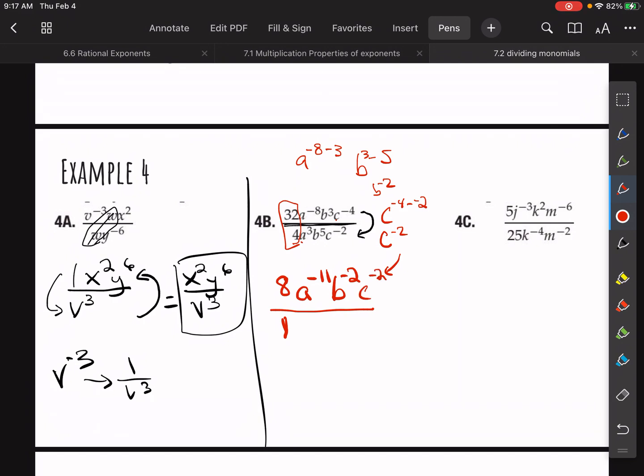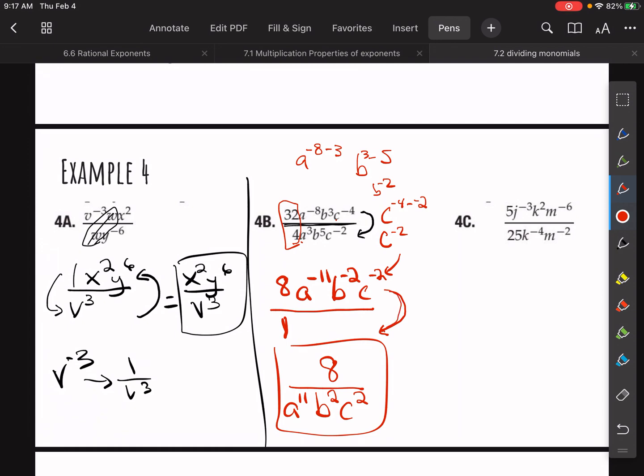Since I have these negative exponents, I need to move them from numerator to denominator to turn them positive. So I have 8 over a to the 11, b squared, c squared. And that is my answer. So whenever you do your subtraction and you get a negative, you just move it to the denominator and turn it positive. All right, very important.